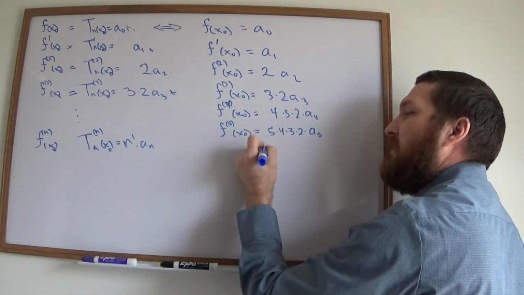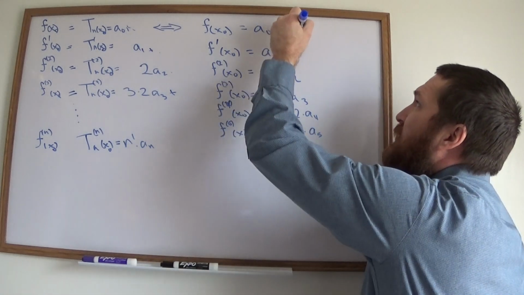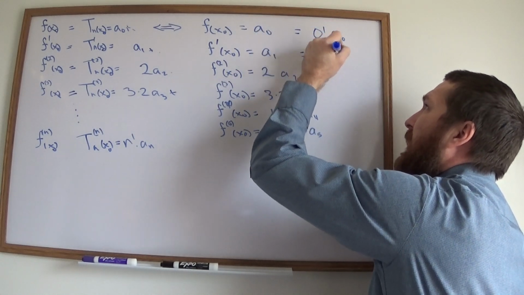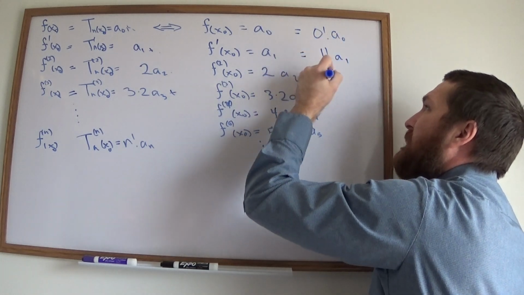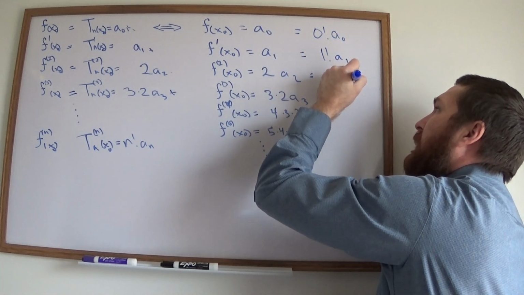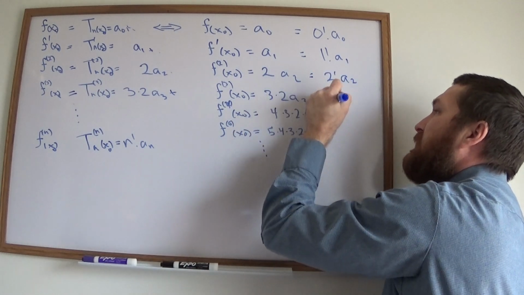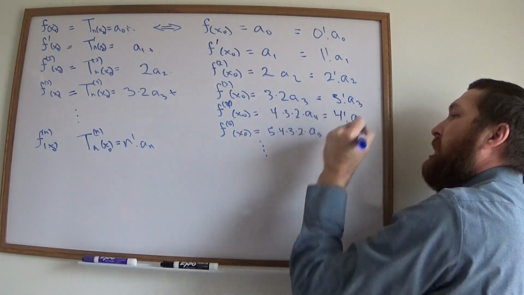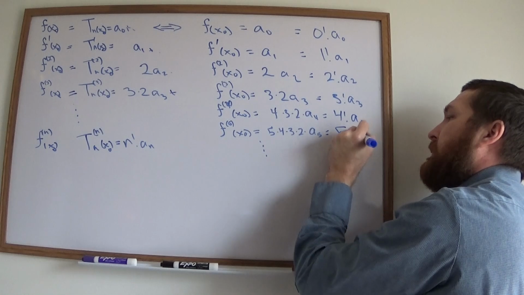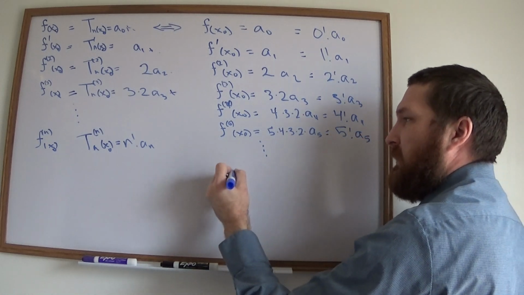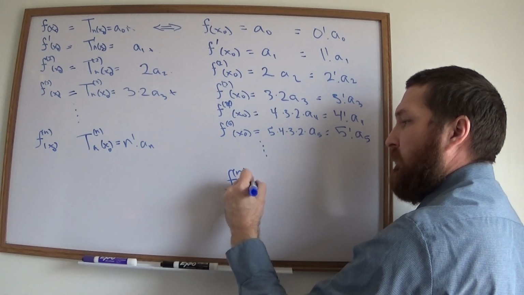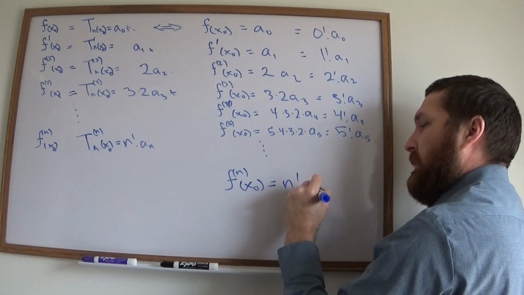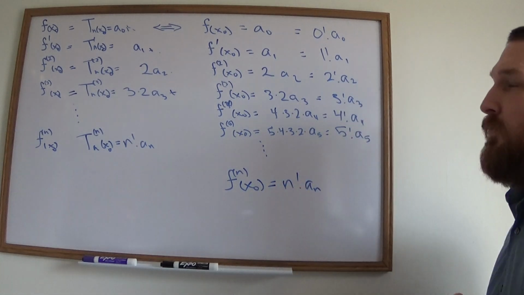And so on, all the way down to, and we'd notice that this is the same thing as 0 factorial. This is the same thing as 1 factorial. It's the same thing as 2 factorial. This is the same thing as 3 factorial. Same thing as 4 factorial. This is the same thing as 5 factorial. And so on until we get down to the nth derivative. When we plug in our x0, it must be the same thing as n factorial times a n. Now we have a formula.